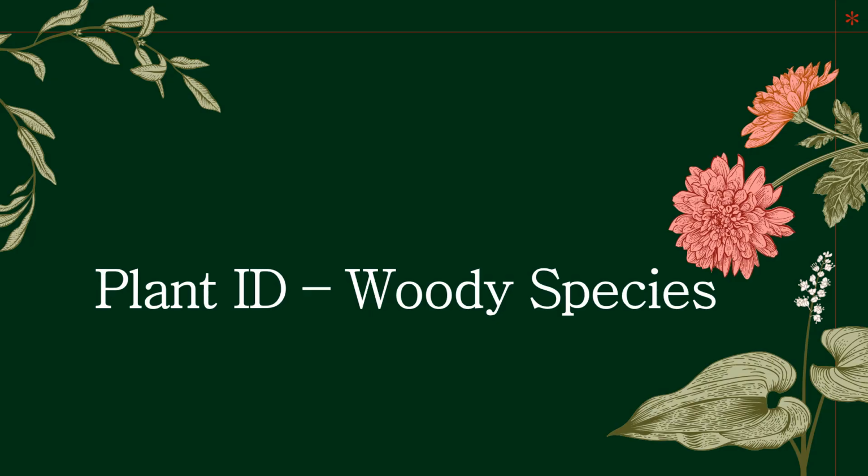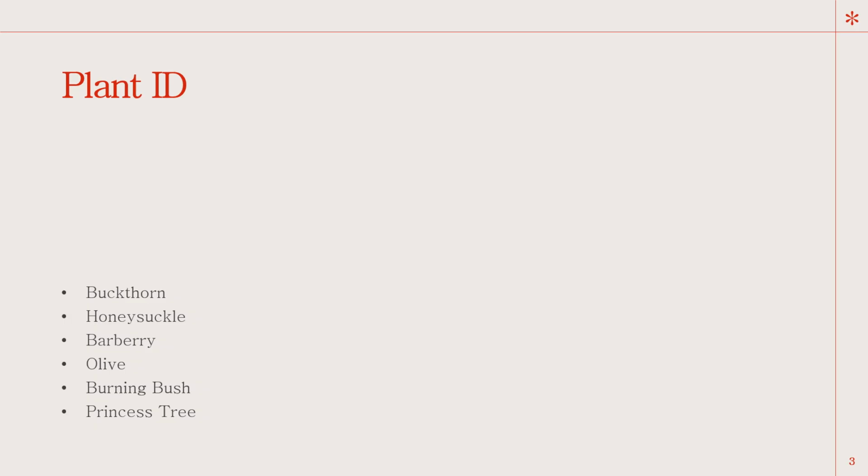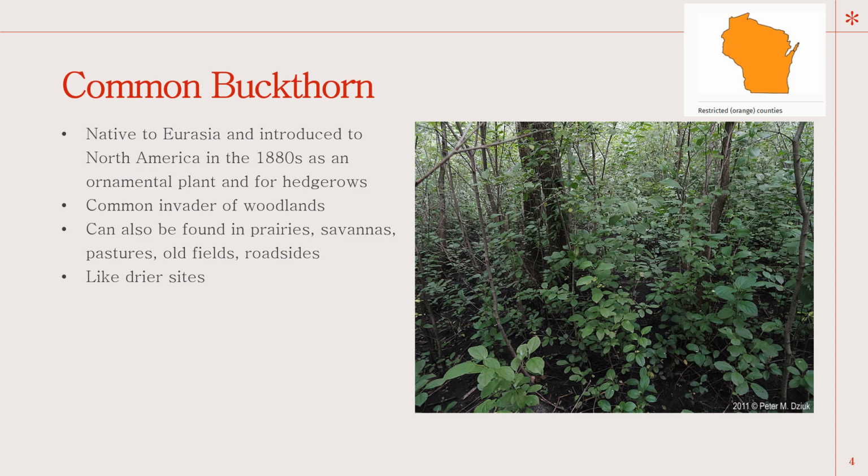In this video, we're going to be covering plant identification, specifically focusing on woody invasive species. While there are multiple species out there, we're going to be focusing on these 6 here: both common and glossy buckthorn, honeysuckle, barberry, autumn olive, burning bush, and princess tree. So we'll start off with common buckthorn.